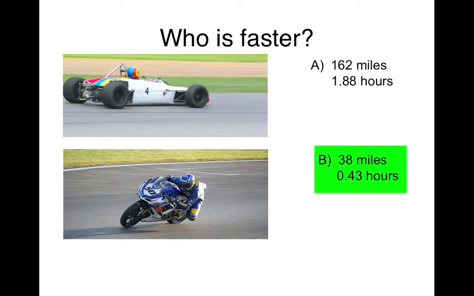The motorcycle is slightly faster. Again, we want to compare unit rates, how far each travels in 1 hour. By dividing distance and time, we can see that the car traveled an average of 86 miles an hour, and the motorcycle 88 miles an hour.